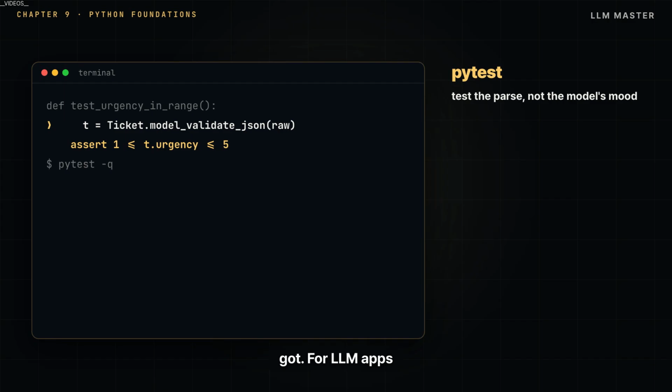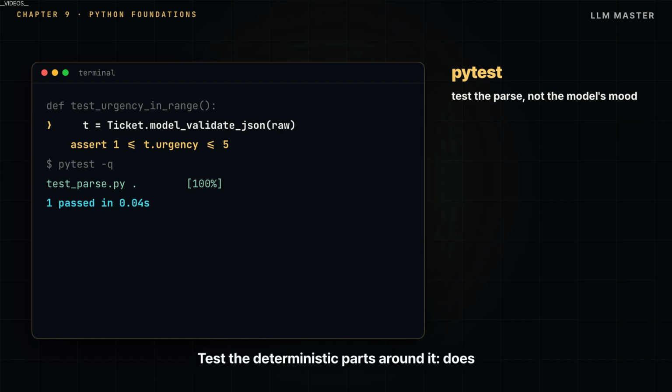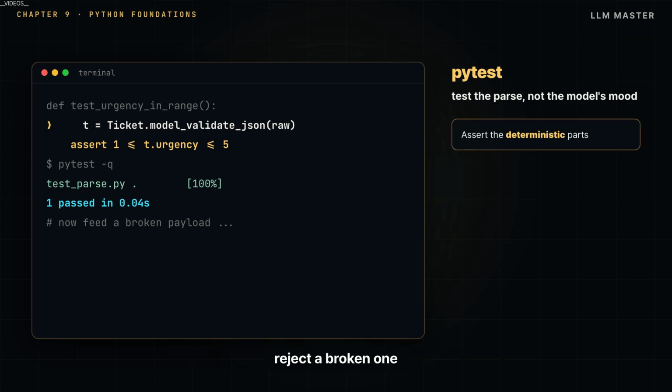For LLM apps, don't try to assert the model's exact wording. That's non-deterministic and will flake constantly. Test the deterministic parts around it. Does your Pydantic schema accept a valid payload and reject a broken one? Does your prompt builder produce the right string?